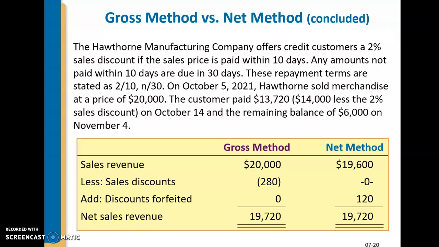Under the net method, we recorded sales revenue at the 98% number, assuming the customer was going to take the full 2% discount. And then in the second payment, when they forfeited a $120 discount, that will add then to our revenue. And our net sales revenue is $19,720. The net sales revenue under both methods is the same.